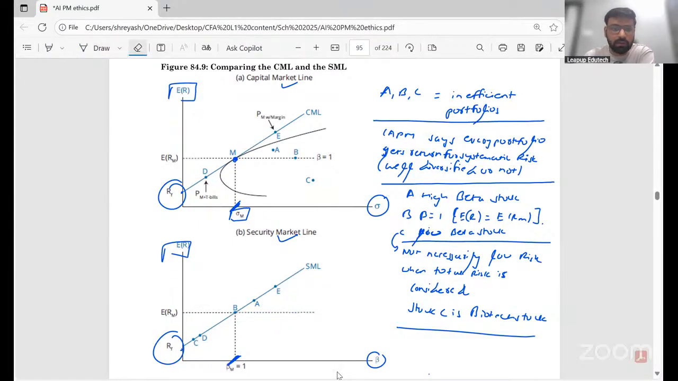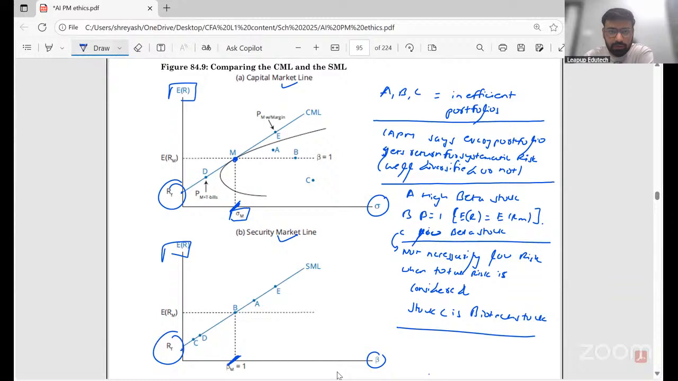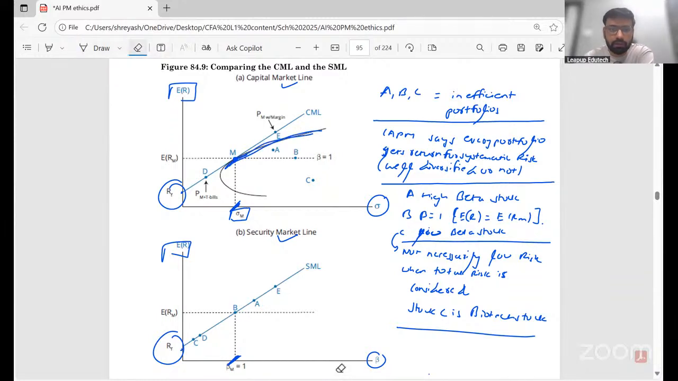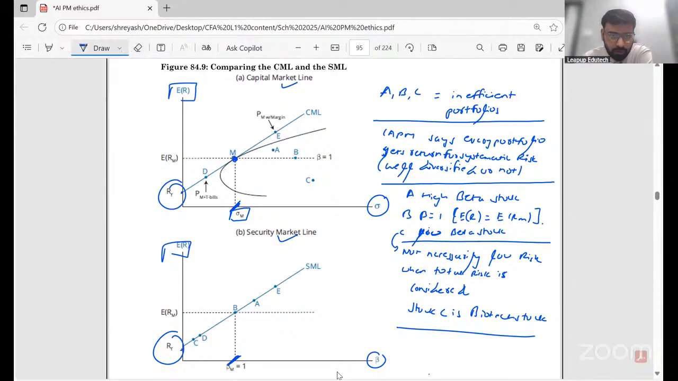What is your efficient frontier? This is your efficient frontier. Right, that is what this is. Now, if you go beyond this point, obviously you're borrowing money and investing. What are these portfolios? Borrowed portfolios, right? Okay, sir, everything remains the same.